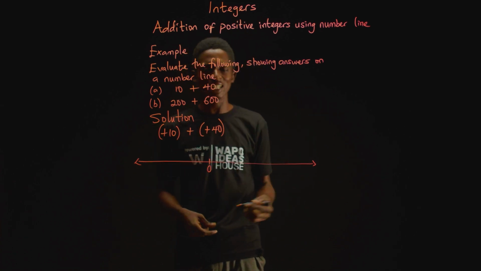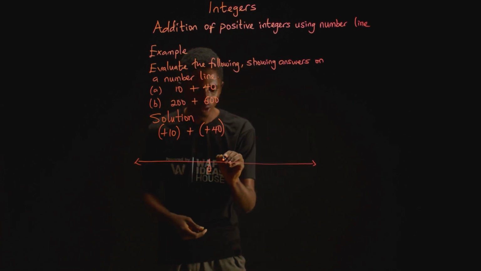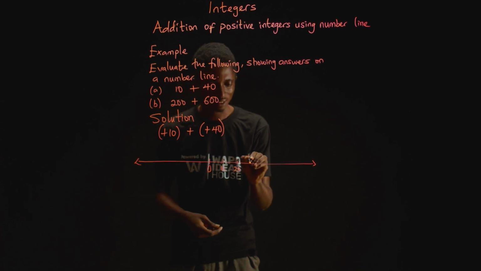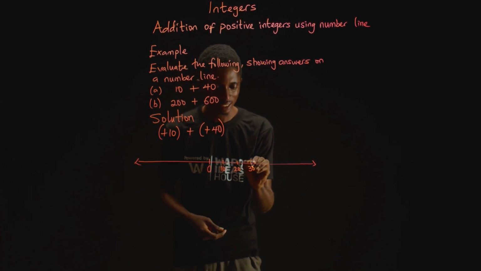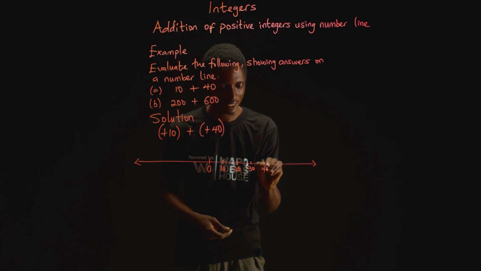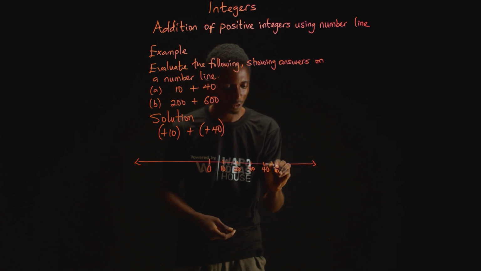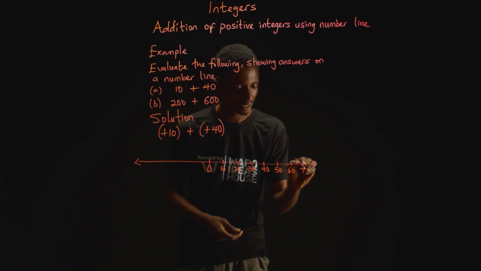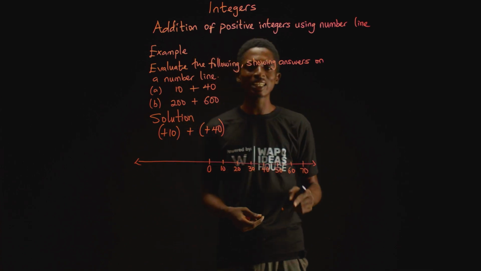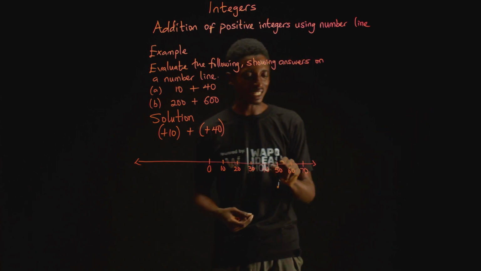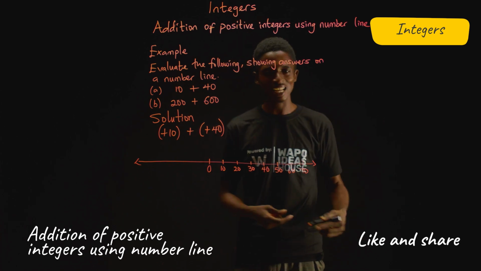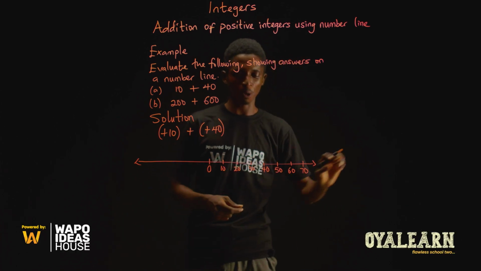Since we are working in tens here, I can then go 10, 20, 30, 40, 50, 60, 70. The arrow indicates that it continues like that. That is, if I have more space, I could go on to write 80, 90, and so on. That is for the positive side.